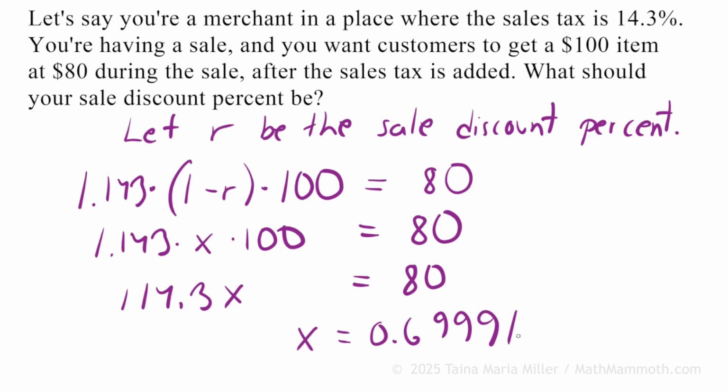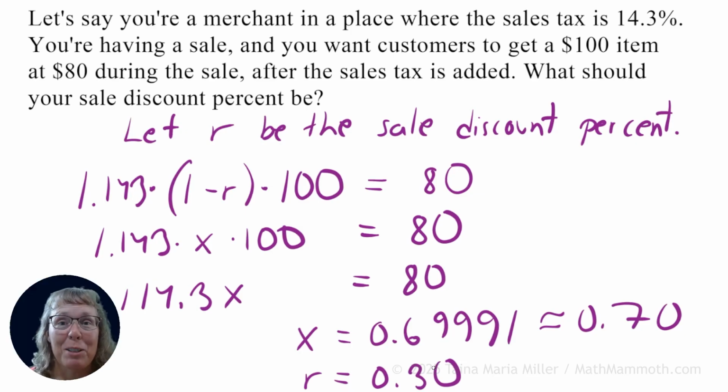Okay, so what would be our r, the sale discount percent then? This here is the number by which we would multiply, and 1 minus r being this, r equals, well, this is really close to 0.7, right? Using 30% as the discount percent should do the trick. Let's check that now. I will take my $100 item and multiply it by 0.7 to get the discounted price, 70, and then times 1.143. Yes, it gives me $80. So all is well, and we're all done with this lesson.